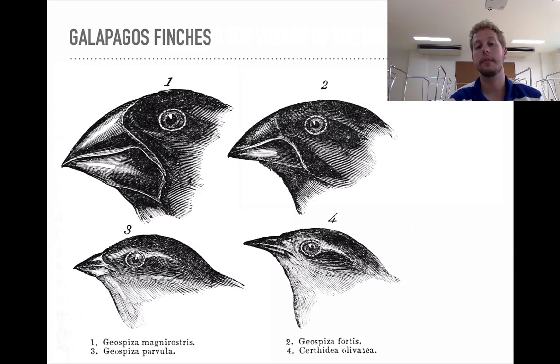When you're done watching this video, we'll have some questions to answer about the finches. I want you to look at the beaks here and think about what could be the reason for the evolution of the different sizes of beaks. Why do all these finches on the Galapagos Islands have the size beaks they have?